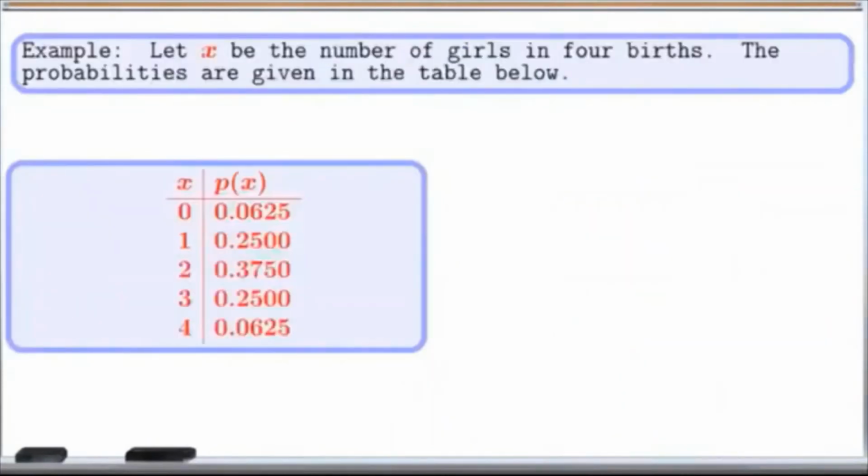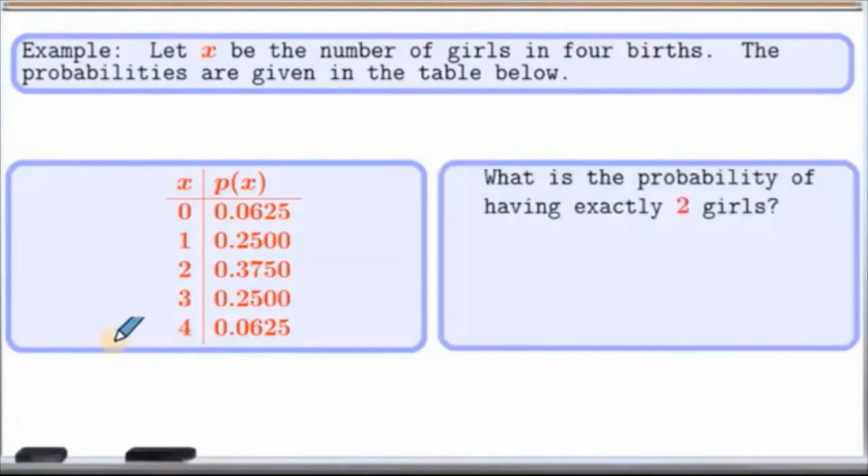Now let's look at this example of probability distribution. So let X be the number of girls in 4 births. The probabilities are given in the table below. Here we need to find out what is the probability of having exactly 2 girls. So for us to answer this question, we need to look at probability when X equals 2. So this means here.